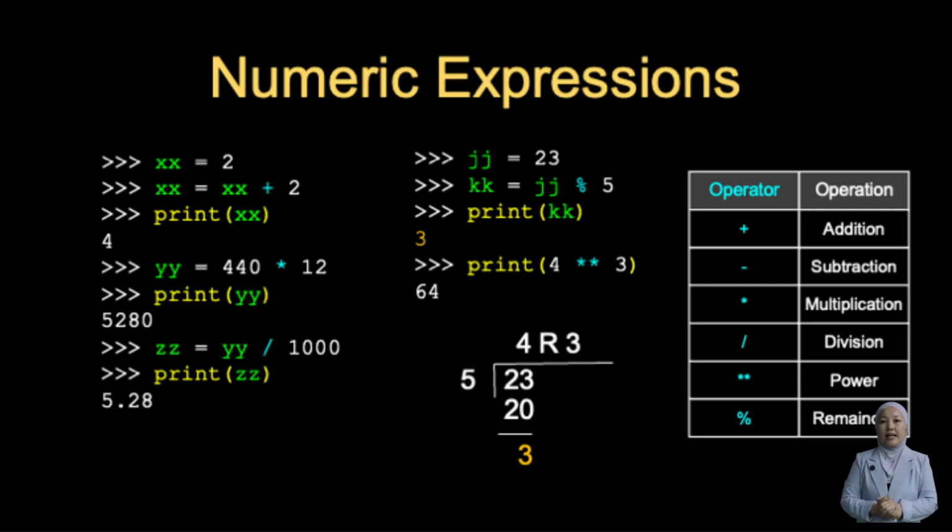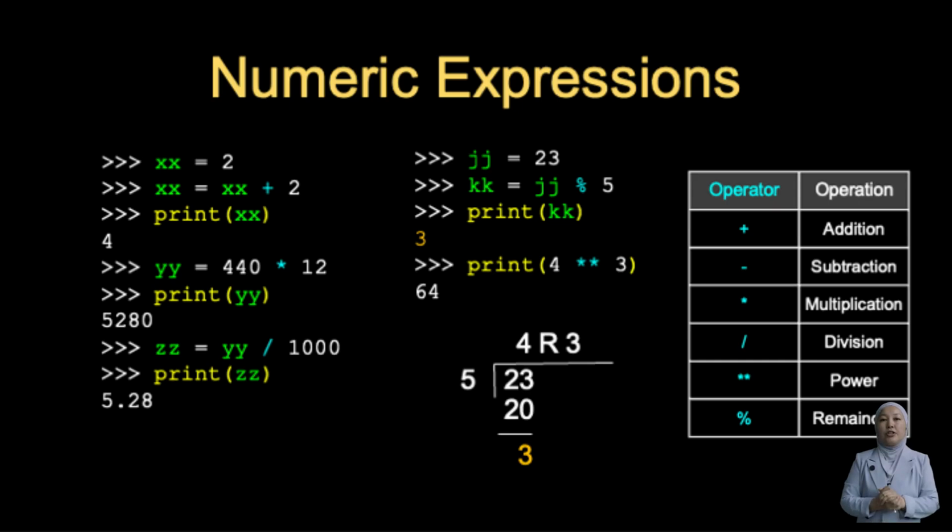x = x + 2 is a very common pattern. It takes the current value of x, adds 2, and stores the result back into x. This is how you update a variable. We see multiplication, division, and the modulo operator.